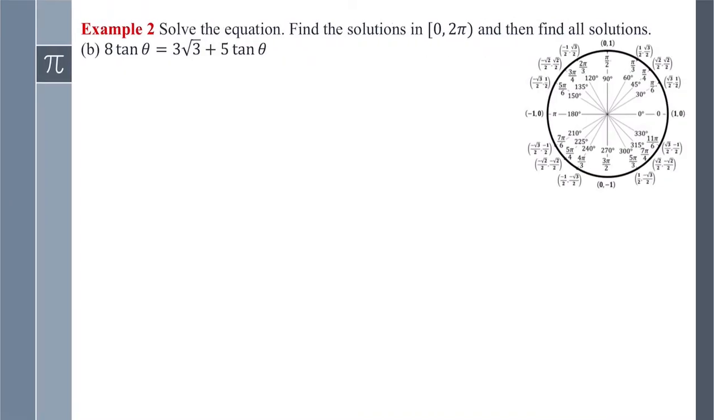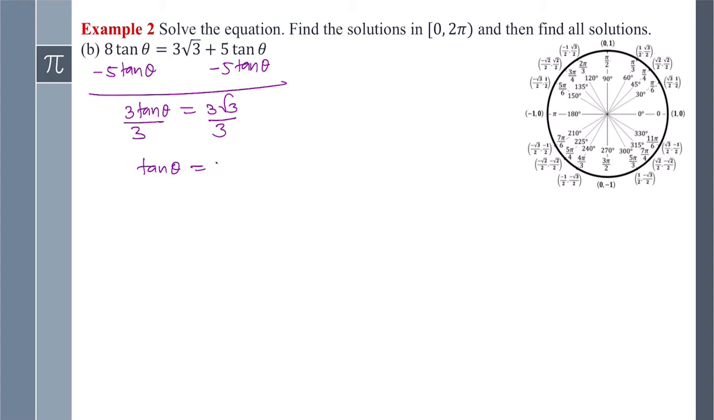Let's look at another example. Here we have tangent terms on both sides, so we'll isolate tangent theta. We'll take this one to the other side, which means we'll subtract 5 tangent theta, so minus 5 tangent theta on both sides. That gives us 8 minus 5 is 3, so 3 tangent theta equals 3 square root of 3. If we divide by 3, we get tangent theta equals square root of 3. Now we know that tangent theta is positive in the first and the third quadrant.